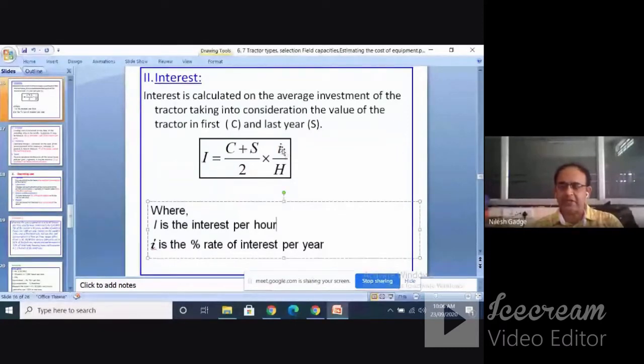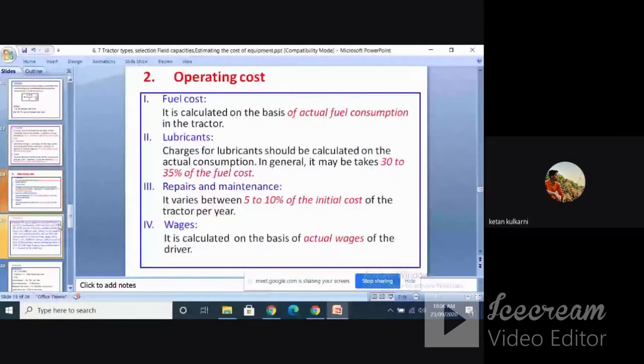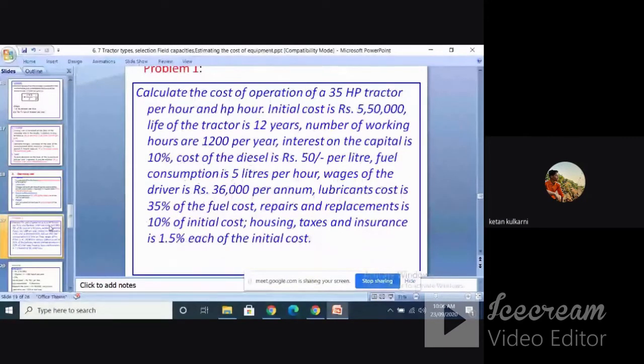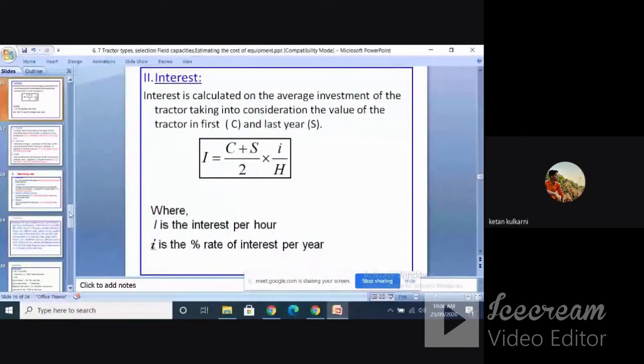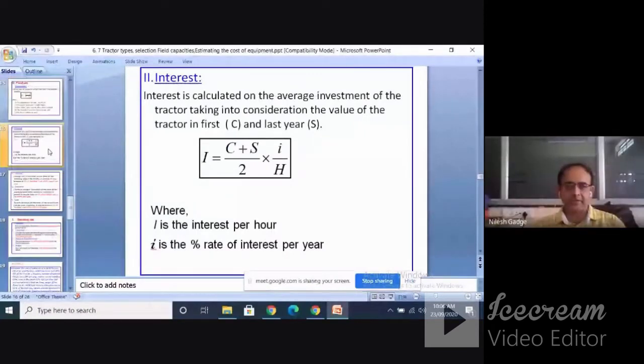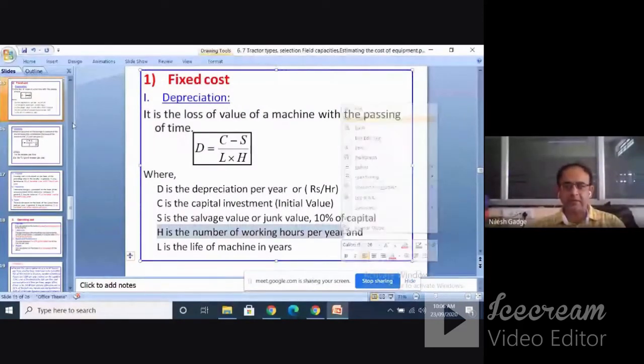And divided by H. H is the working hours per year. So write down these terms. Write down these terms. Done, sir, written. H is the same, so we'll take that H. So write down about this.